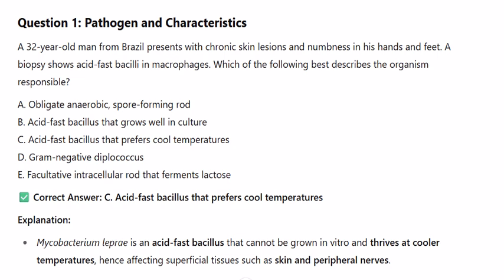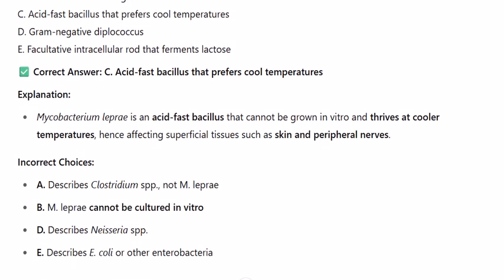Explanation: Mycobacterium leprae is an acid-fast bacillus that cannot be grown in vitro and thrives at cooler temperatures, hence affecting superficial tissues such as skin and peripheral nerves. Incorrect choices: A describes Clostridium spp., not M. leprae. B. M. leprae cannot be cultured in vitro. D describes Neisseria spp. E describes E. coli or other enterobacteria.